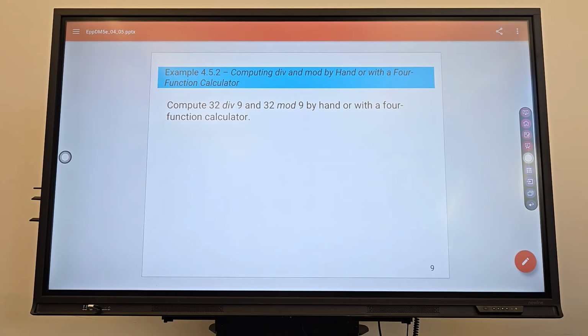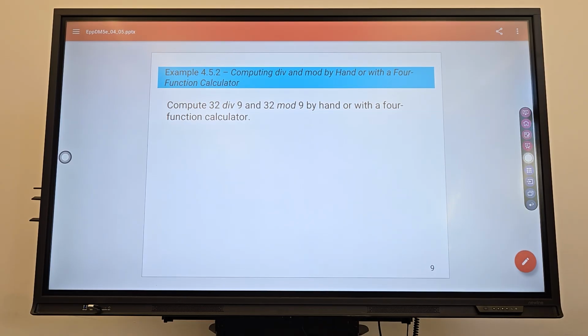32 div 9. What's 32 divided by 9? 3. It would be 3. It would be the integer quotient. In C++ and many other languages, when you're dividing integers, it gives you an integer quotient. It doesn't give you 3 point something. Yeah, because you're using 2 integers.